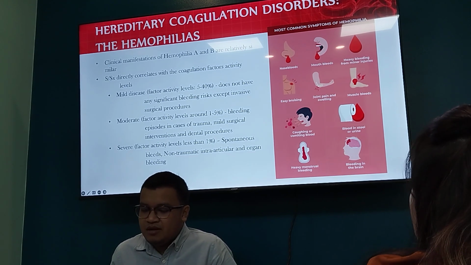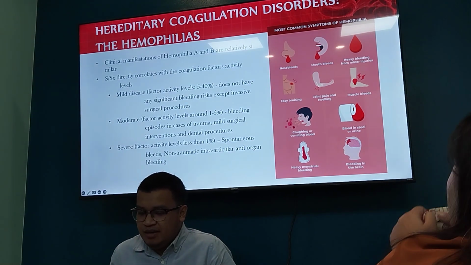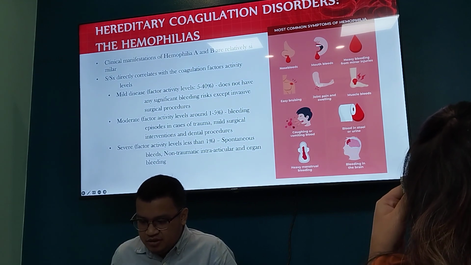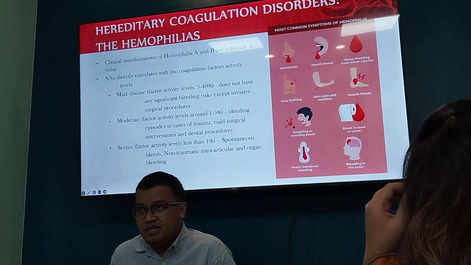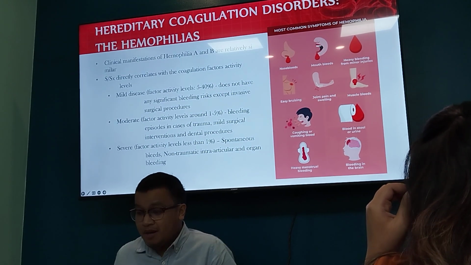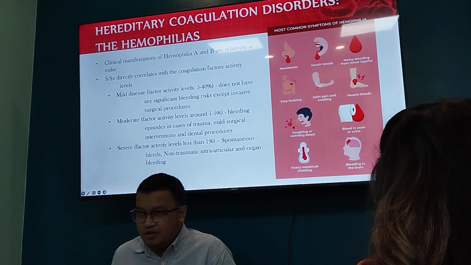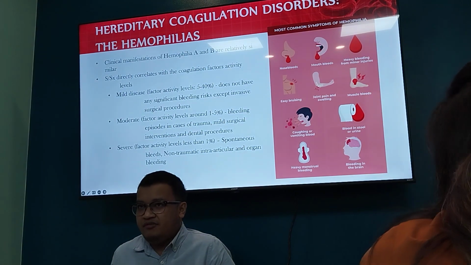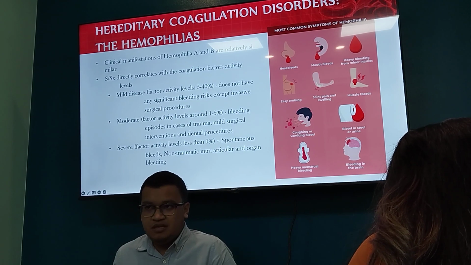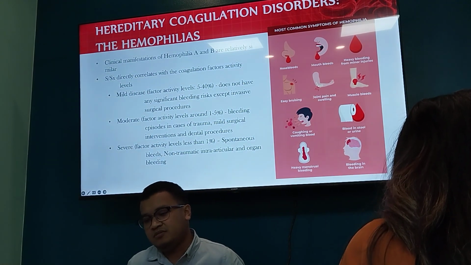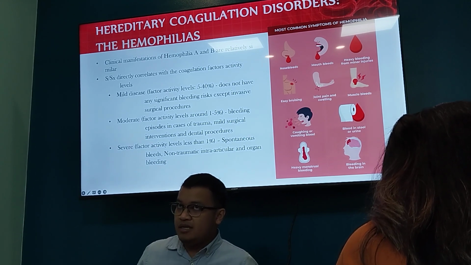Yung moderate form, around yung factor level niya is 1 to 5%. They experience bleeding episodes in cases of trauma, mild surgical intervention, and dental procedure. So plus minus trauma yan. Pwedeng spontaneous or pwedeng trauma. So for severe, yung less than 1%, with or without trauma, dudugo sila. And they are very prone for life-threatening bleeds, yung intracranial hemorrhage, yung GI bleeding, kahit ano lang sila pwede sila mag-bleed. Kasi konti lang yung level of activity of your factor 8 and your factor 9.